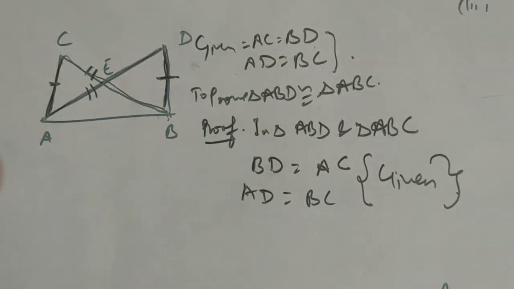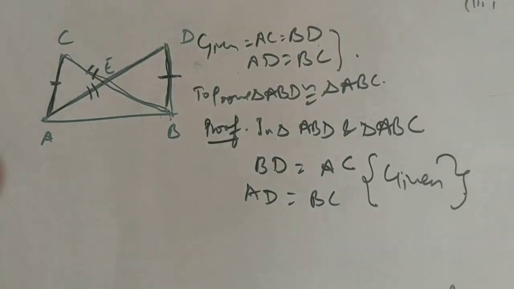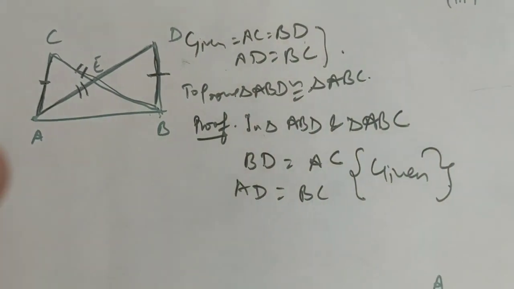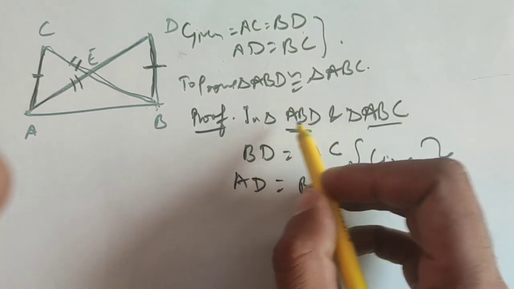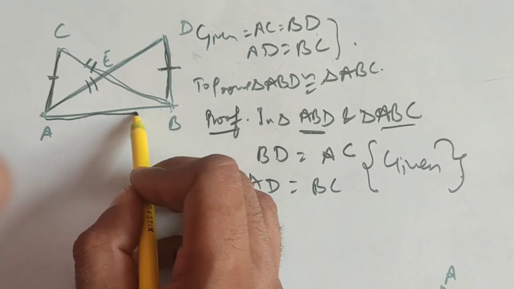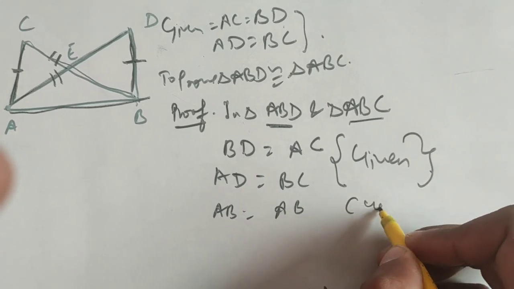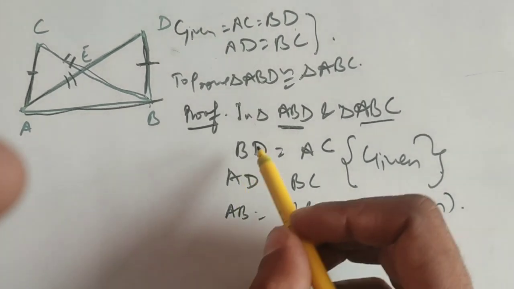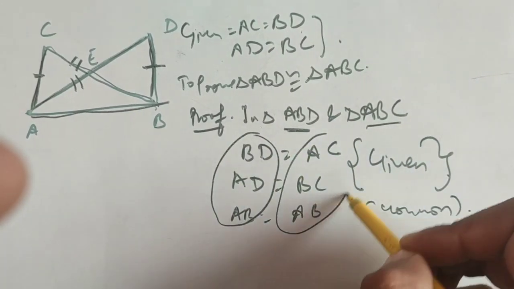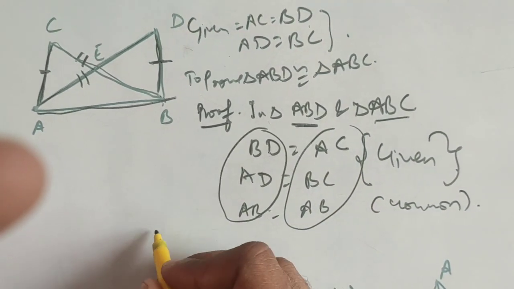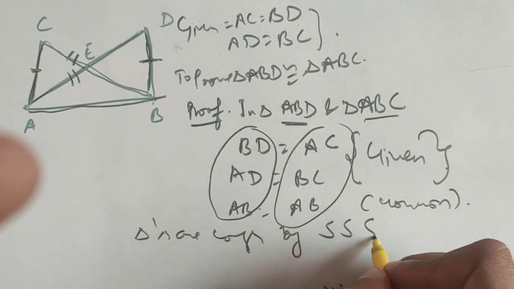Now two things are equal. So we need one more thing, because all the criteria need 3 things: 2 angles and 1 side, or 3 sides, or like that. So now we can clearly see by the name itself that AB part is common to both the triangles. So AB is equal to AB, which is common. So in triangle ABD we have 3 sides, and in ABC we have all 3 sides. So 3 sides of this triangle are equal to 3 sides of the other triangle. So triangles are congruent by SSS.